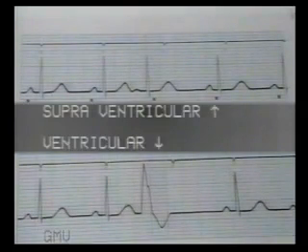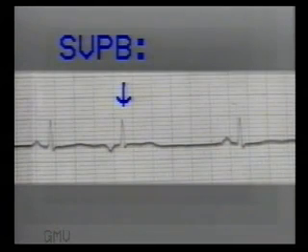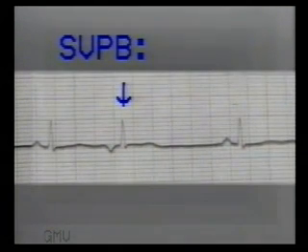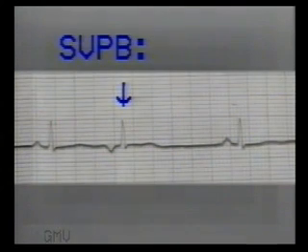Depending on the site of origin, the premature beat is termed supraventricular or ventricular. The atrial and nodal premature beats are termed supraventricular premature beats. In these beats, the impulse will reach the ventricles via the normal conduction pathway. So the QRS complex on ECG will have a normal configuration. This is a nodal premature beat.